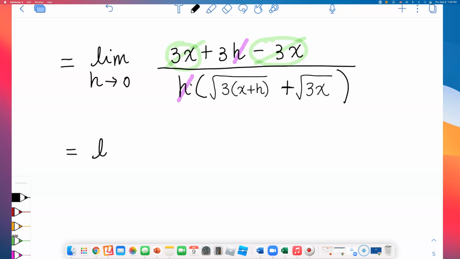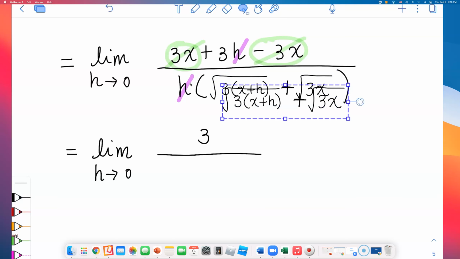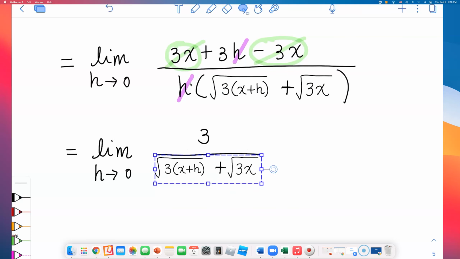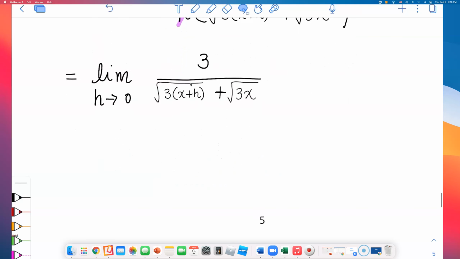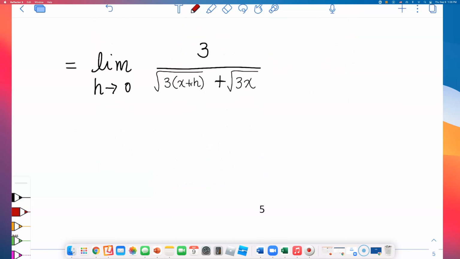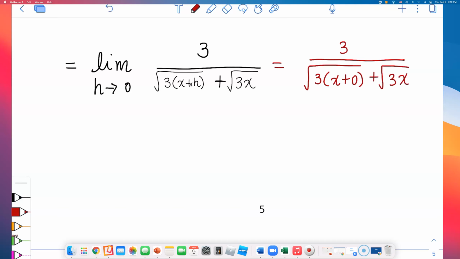So we have our simplified difference quotient. The only thing left on the numerator is 3. The denominator, the h got canceled out, but this mess is still down there. Okay. Now we are ready to plug in h equals 0. When h turns into 0, we will get square root of 3 times x plus 0 plus square root of 3x. So let us simplify that.